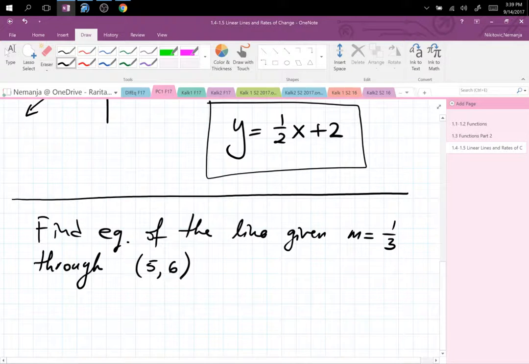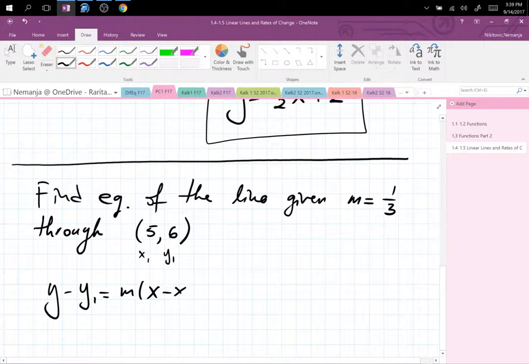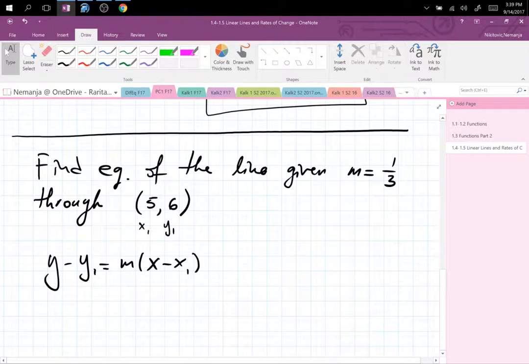So now this 5, 6 is not 0, b, so 5, 6 is not y-intercept, therefore we have to use the point slope form. There we go. So what do I have? I have my x1, y1 given. I have m given. So if I write y minus y1 equals m times x minus x1, I just plug values in. So y minus 6 is equal to 1/3 times x minus 5.